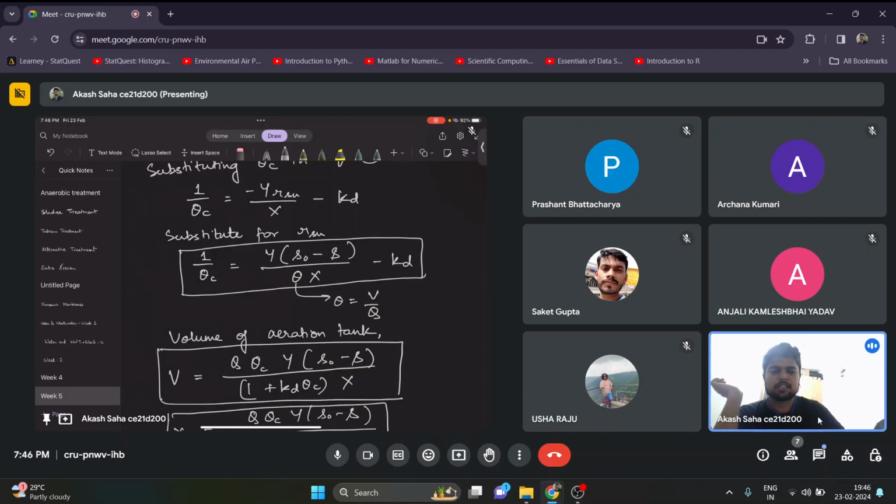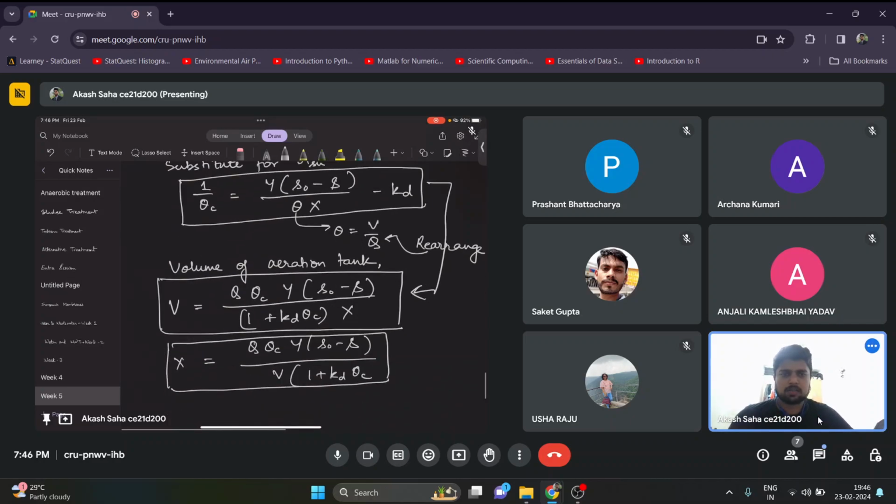From there we are getting the volume of the aeration tank. It is directly coming from here. We just have to rearrange and substitute this. Because V will come in the denominator, we have to just multiply and divide and take it to the right side. We will get this equation. That's all. This whole explanation is getting recorded, and I will upload it to YouTube so we can access it anytime.